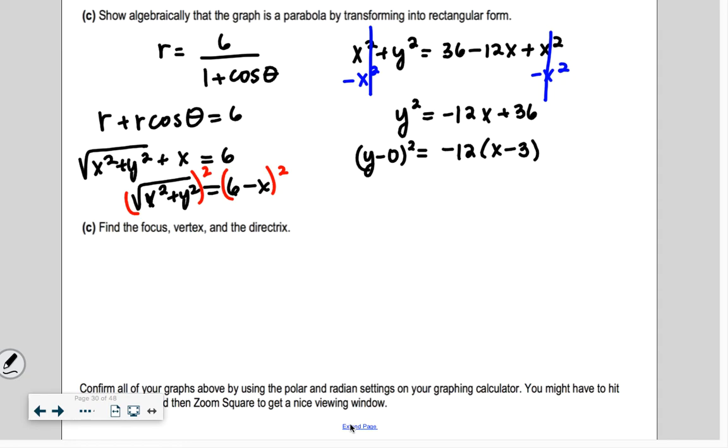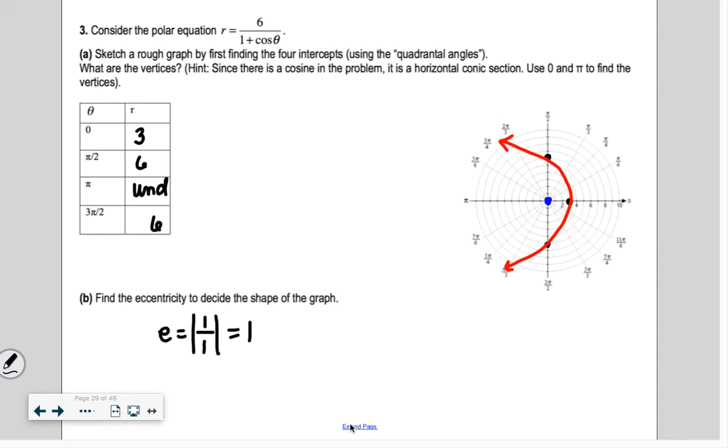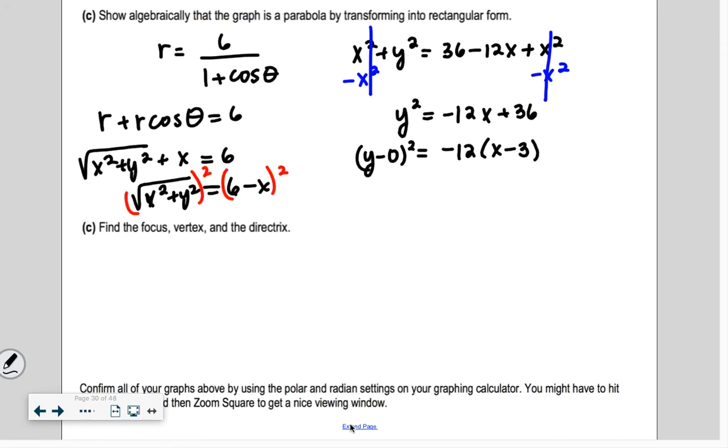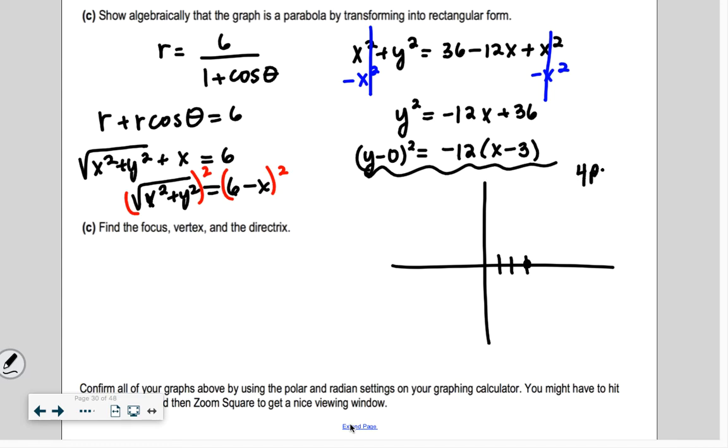So if I'm finding the focus, vertex, and directrix, I already have a lot of this stuff, right? I know that my focus is at the pole. I know my vertex is at that point like 3, 0, right? That's actually 3, 0 in rectangular as well. So if I was finding all these things, I can do it either way. I could sketch it out using this formula and saying, oh, I'm going to go over 3, 0, and then I'm going to have 4p is equal to negative 12, so p is negative 3.